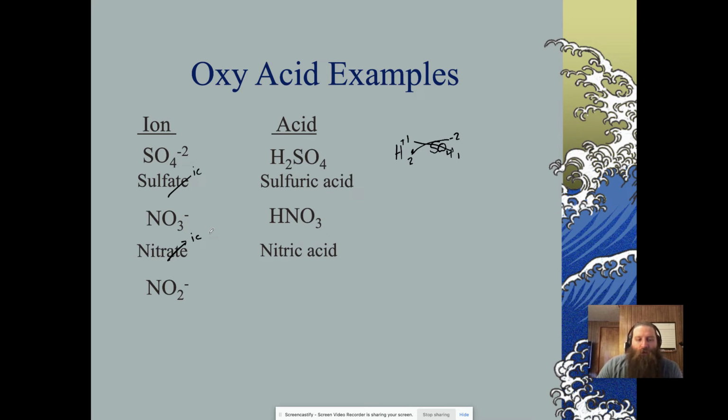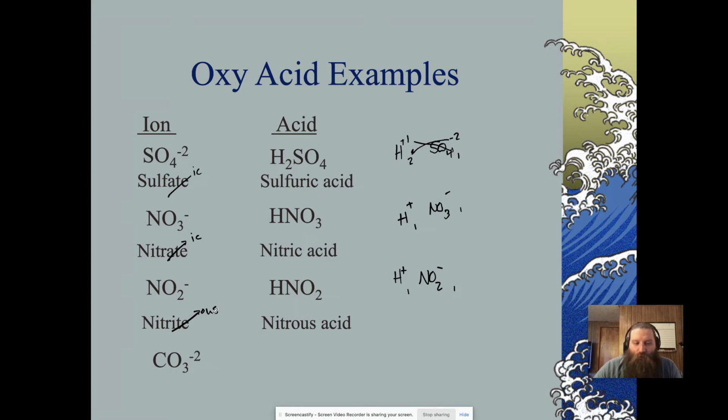Now, the difference between nitrate and nitrite is 1 oxygen. The ending ite means 1 less oxygen than ate on a polyatomic ion. So NO2 minus 1 is still going to be HNO2, right? Because when we cross our charges for both of these, NO3 minus, right? 1 and 1. Same thing here. H plus 1, NO2 minus 1. So 1 comes down, 1 comes down. But nitrite, ite as an ending, goes to OUS. So this would be nitrous acid.